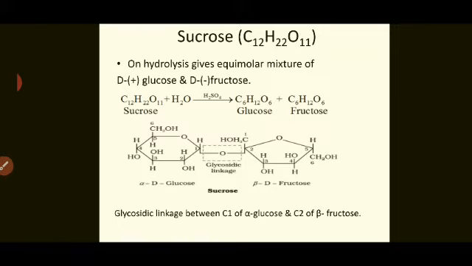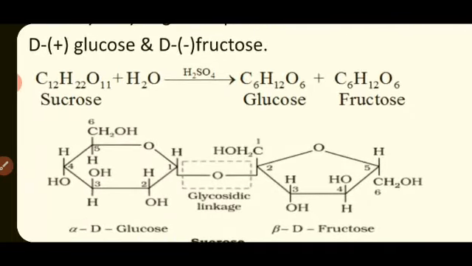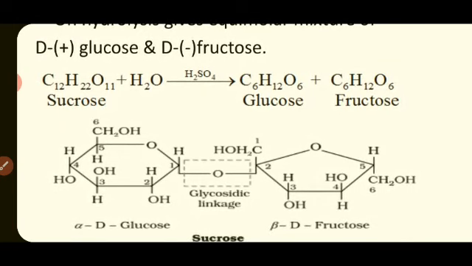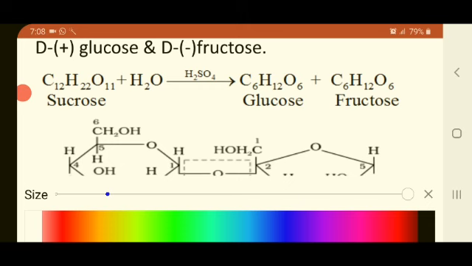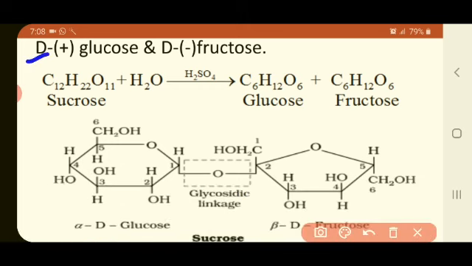Let us start with sucrose. The formula is C12H22O11. Now, sucrose on hydrolysis gives the equimolar mixture of glucose and fructose. Here, glucose can be written as D plus glucose, and fructose can be written as D minus fructose. This is already we have learned in last class.